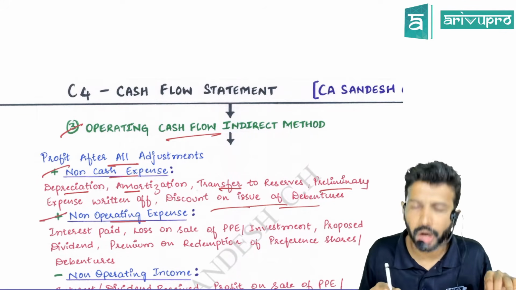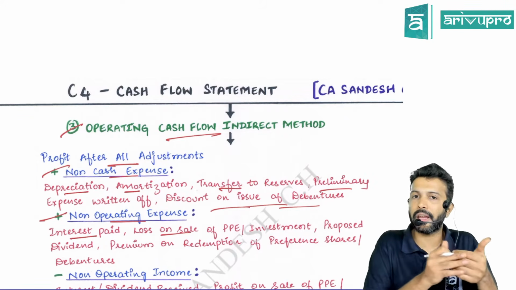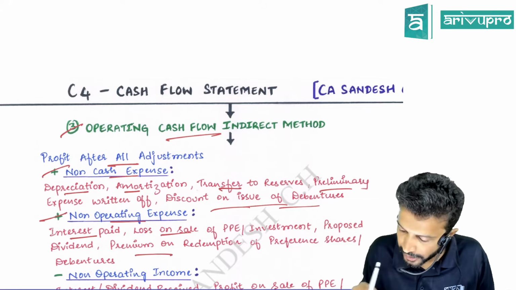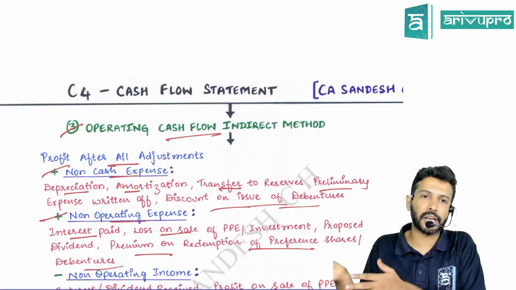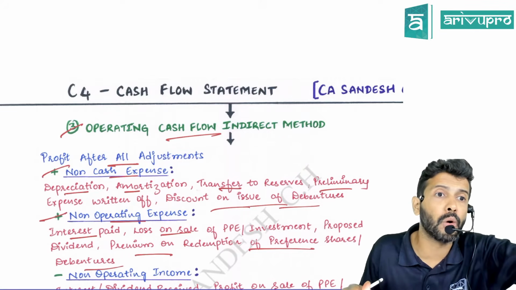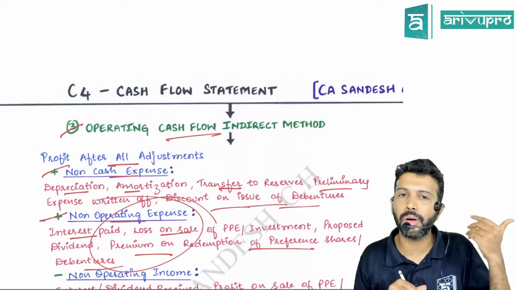Similarly, if you have any non-operating expenditures like interest, loss on sale of PPE, loss on sale of investment, loss on sale of intangible assets, etc., or premium on redemption of preference shares or debentures, or premium on buyback of equity shares, if at all it is transferred to P&L, such adjustments also are non-operating in nature, hence you add back.